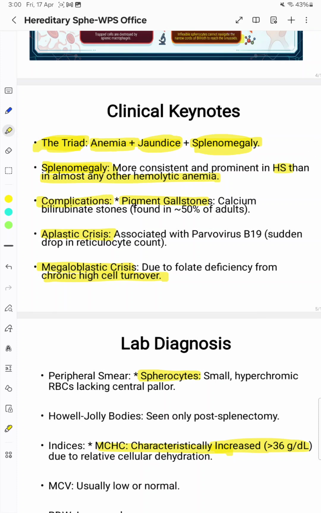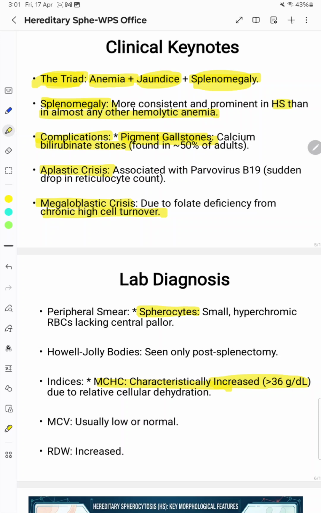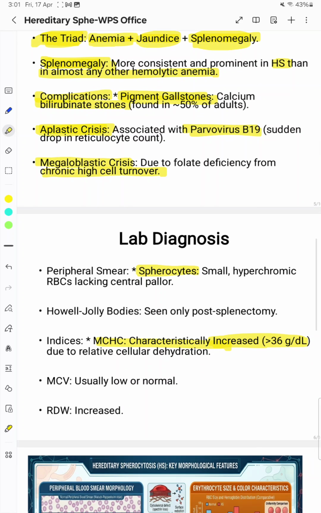As we have discussed, this is a case of hemolytic anemia. Due to hemolysis there is an increase in bilirubin, and ultimately this will form pigment gallstones, calcium bilirubinate stones, in around 50% of the patients. Aplastic crisis can also be seen in hereditary spherocytosis when there is infection with parvovirus B19, and this is identified by a drop in the reticulocyte count.